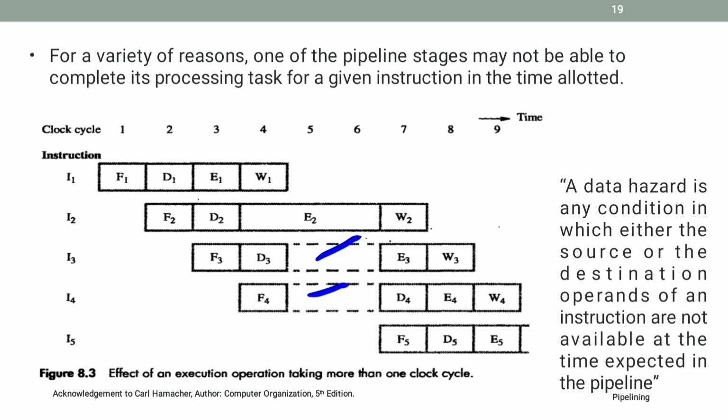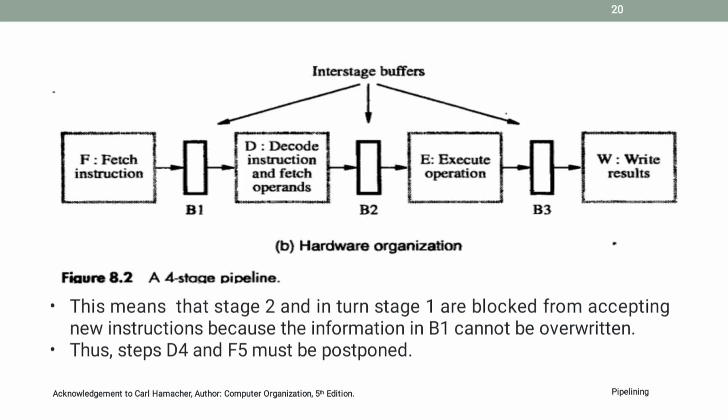A data hazard is any condition in which either the source or destination operands of an instruction are not available at the time expected in the pipeline. Hence, that fetch phase in the pipeline stalls, waits, or its completion gets delayed. So there are a variety of reasons. One of the pipeline stages may not be able to complete its processing task for a given instruction in the time allotted. For that, there are variety of reasons. So here we can see 4 independent units: fetch, decode, execute and write, which are used in the 4-stage pipeline.